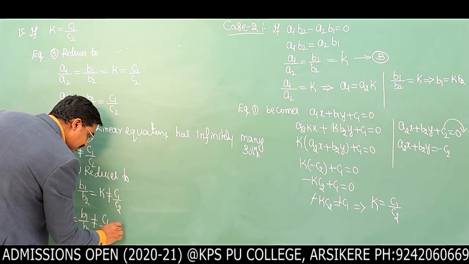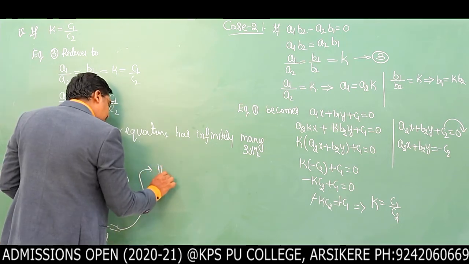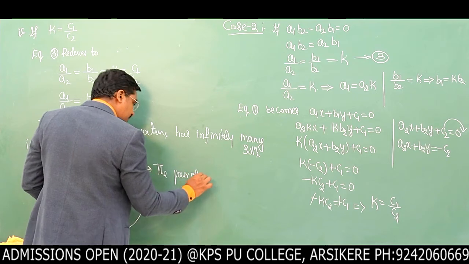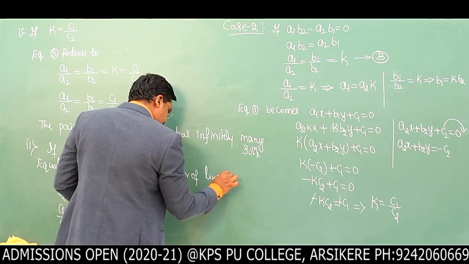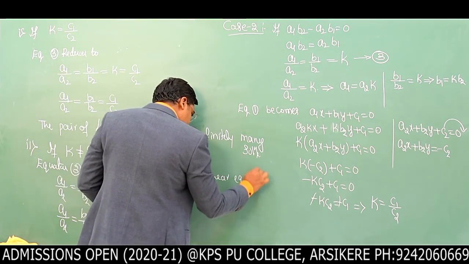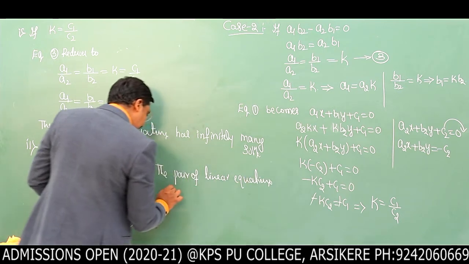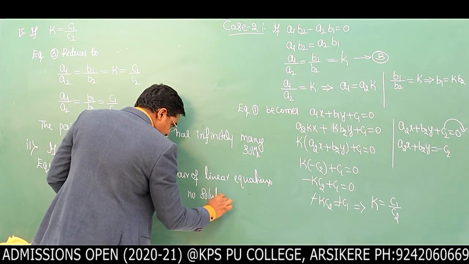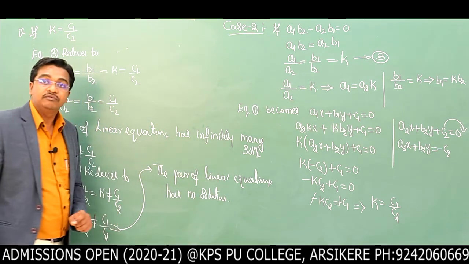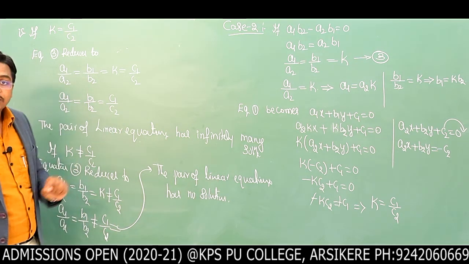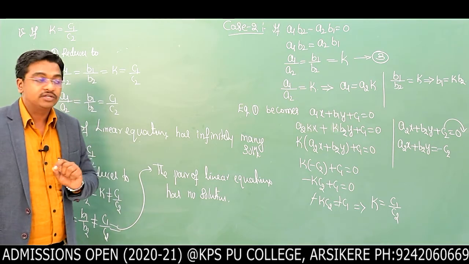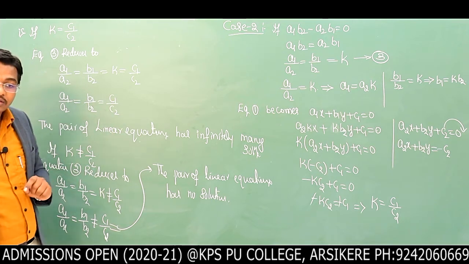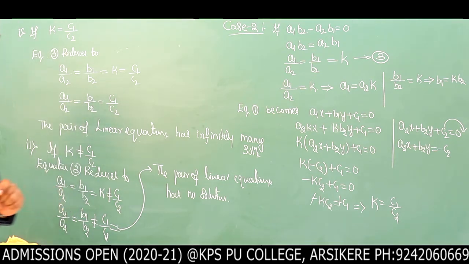I repeat these things here. The given pair of linear equations has no solution. Okay, these are the things we can discuss in this topic, cross multiplication. Write down all the things I have written here, take a pause and note down everything. Next I will discuss the problems.